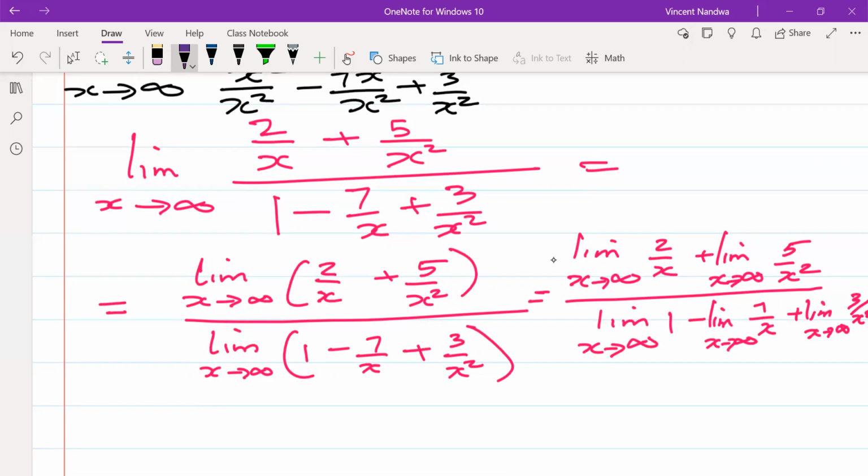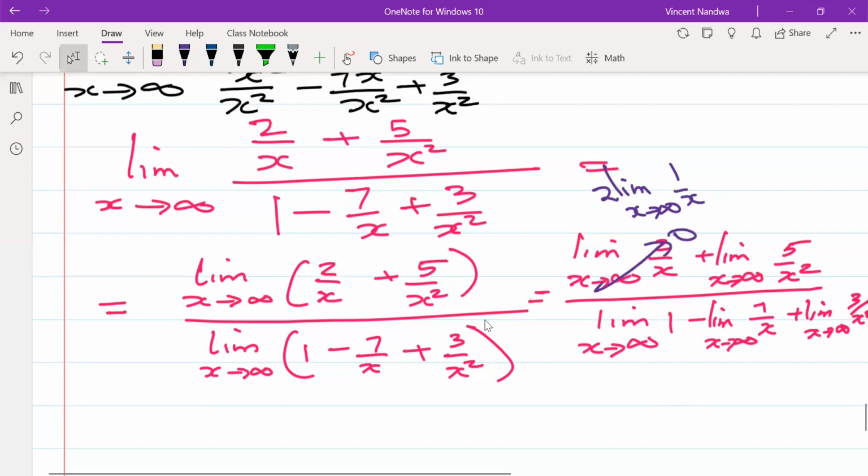Okay, so the first one in the numerator, the limit as x approaches infinity of 2 over x. Remember, 2 is a constant, so you can write 2 times the limit as x approaches infinity of 1 over x. We get 0. The second one is also going to be 0 because the denominator is getting larger.